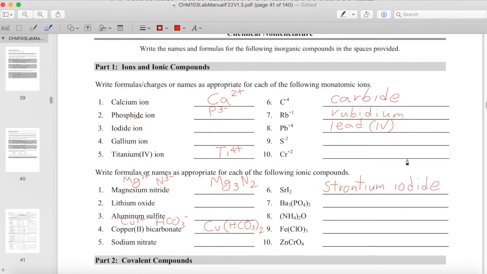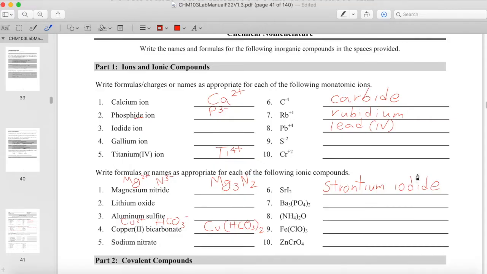Okay, and that's it. There's a 2 in that formula, but that's just because we need 2 of these negatively charged iodides to balance out the +2 charge on strontium. We don't need to reference that anywhere in the name. The name is just strontium iodide.